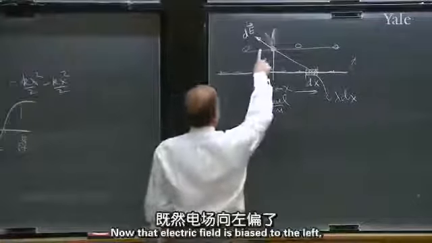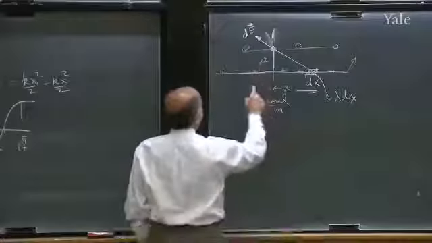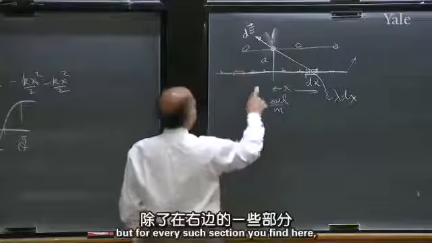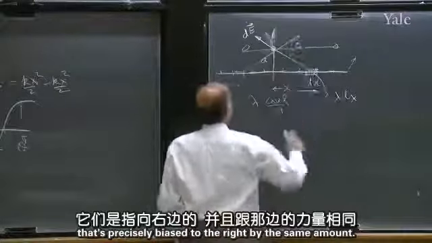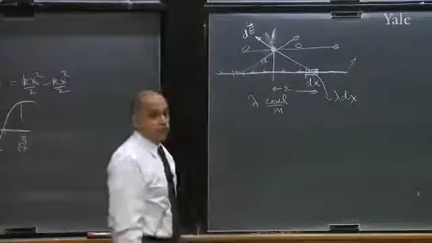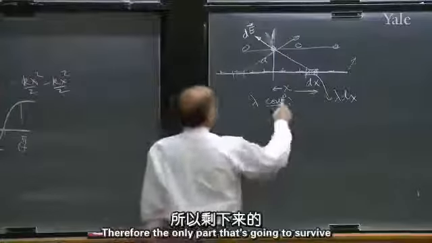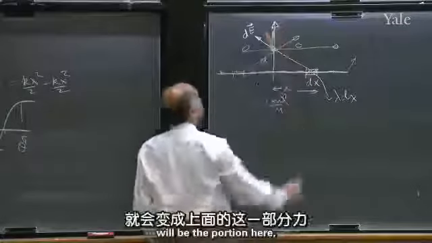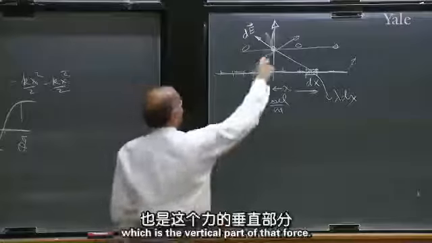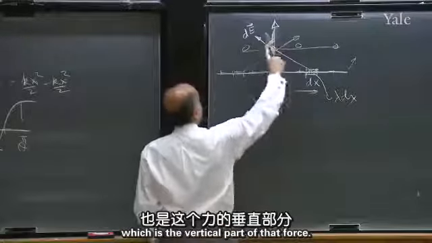Now, that electric field is biased to the left. But for every such section you find here, I'll find a section on the other side that's precisely biased to the right by the same amount. Therefore, the only part that's going to survive due to this one, combined with this, will be the vertical part of that field.